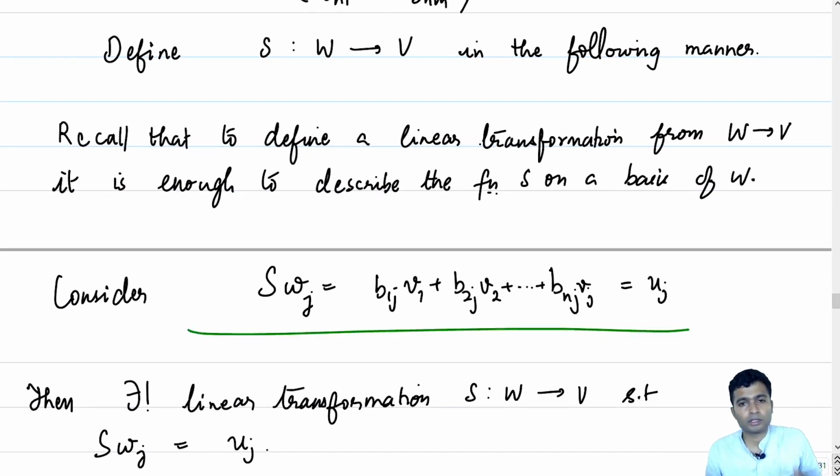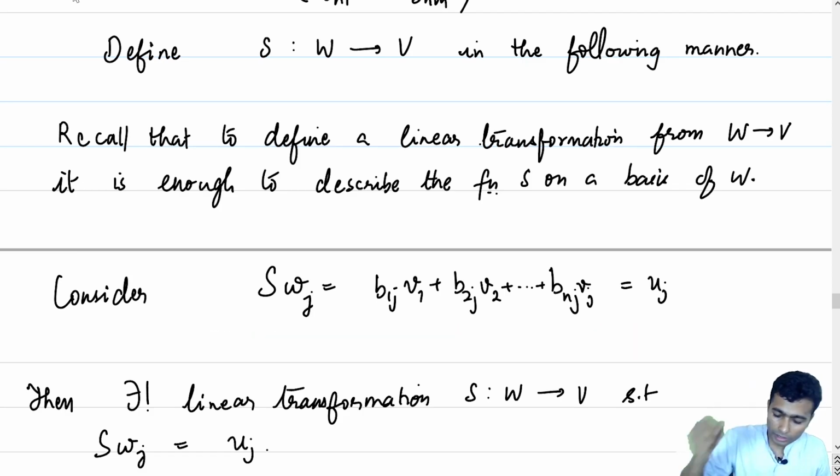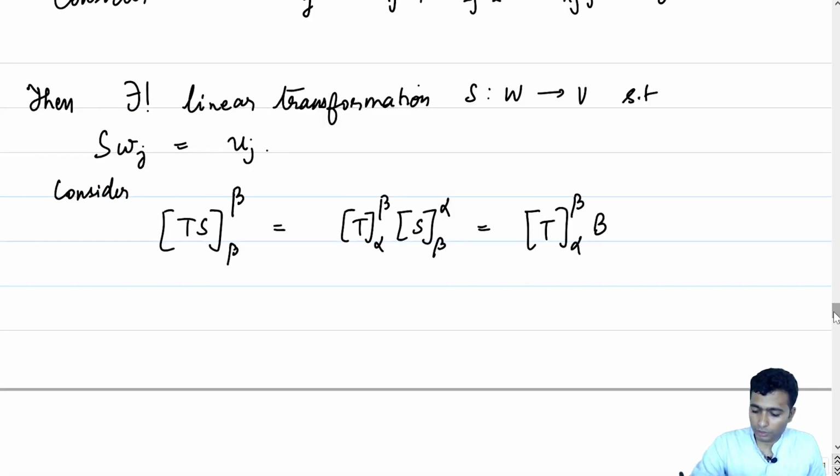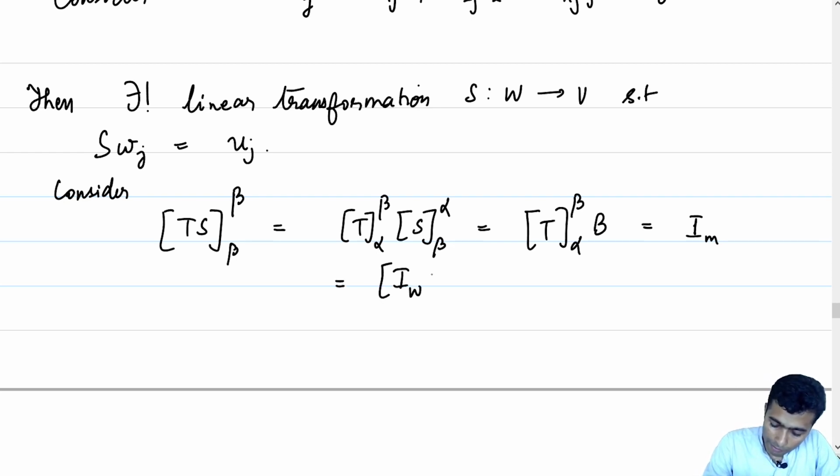The matrix of S turns out to be B, right? So this is equal to T alpha beta times B. But what was B? B was exactly the inverse of our matrix T alpha beta, which is just equal to the identity matrix of size M. But we know the linear transformation which gives us this particular matrix, which is just going to be equal to the identity map from W to itself corresponding to beta. So from here it's straightforward to check that TS is equal to IW.